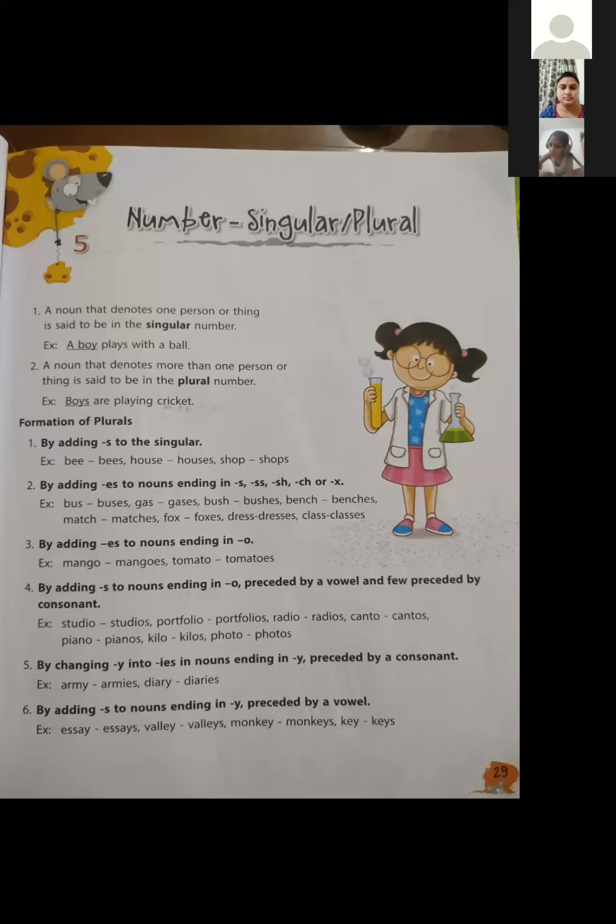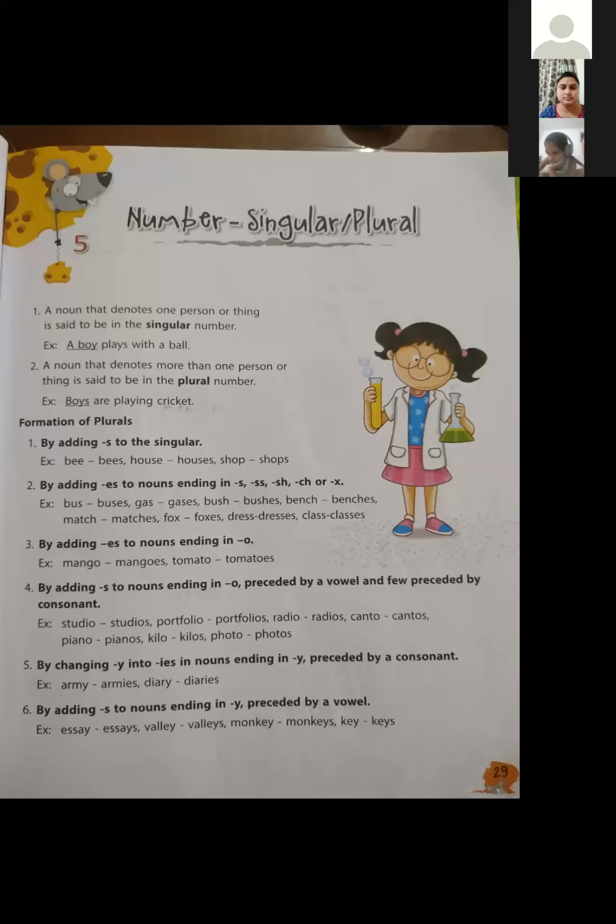Then, the second point, by adding ES to nouns ending in S, double S, SH, CH or X. So the meaning of this line is that if a word ends with S, double S, SH, CH or X, those words will be joined at the last with ES. This will be the change. Okay? For nouns ending with S, double S, CH or SH, we have to add ES. Then our plural will be formed.